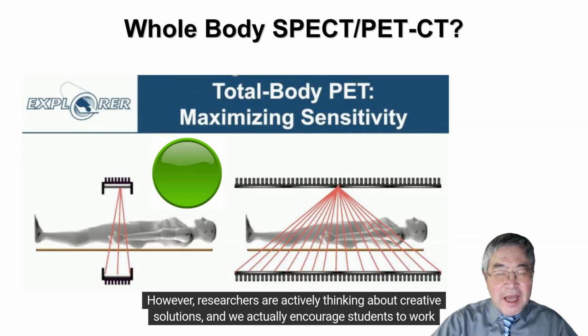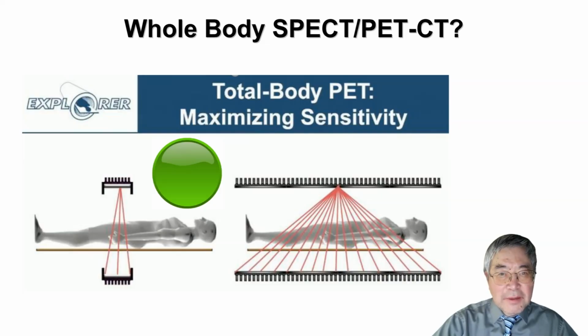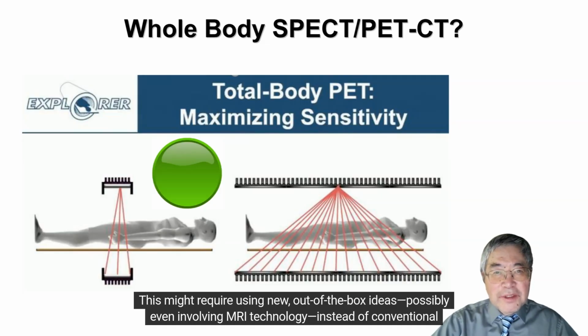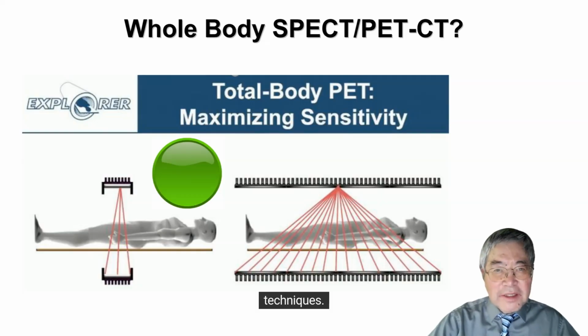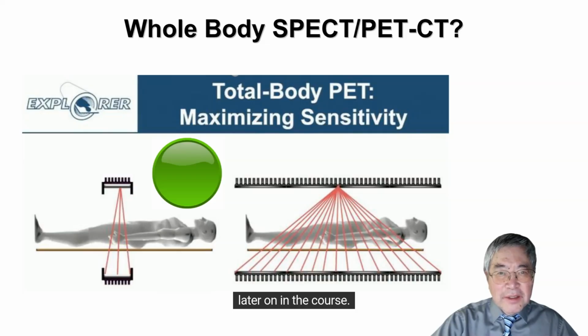However, researchers are actively thinking about creative solutions, and we actually encourage students to work on the possibility of achieving full-body CT simultaneously with PET, even when scanners are large enough to scan the whole body at once. This might require using new, out-of-the-box ideas, possibly even involving MRI technology instead of conventional techniques. These are exciting areas for innovation and research, and we can discuss some of those cutting-edge possibilities later on in the course.